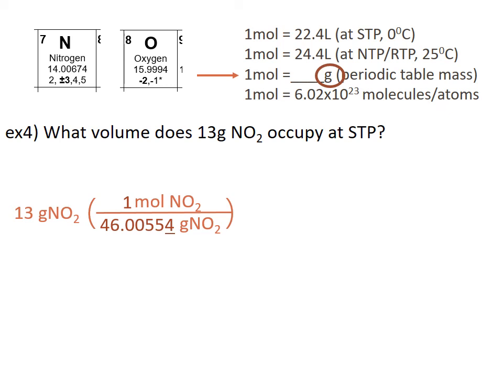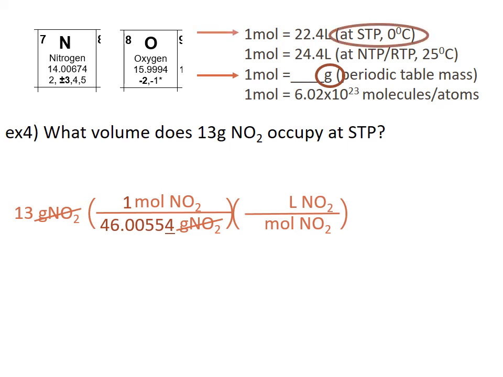So grams of NO2 and grams of NO2 will factor out. I now have moles of NO2, but it says what volume? And volume is not measured in moles. Volume is measured in liters. So I know I will need another bracket. And in that bracket, now I want to get rid of moles of NO2, so I'll put moles of NO2 on the bottom. And if I'm going to volume, I want to switch it to liters of NO2.